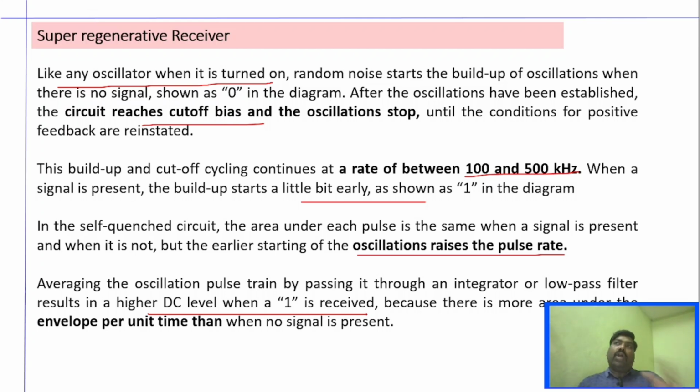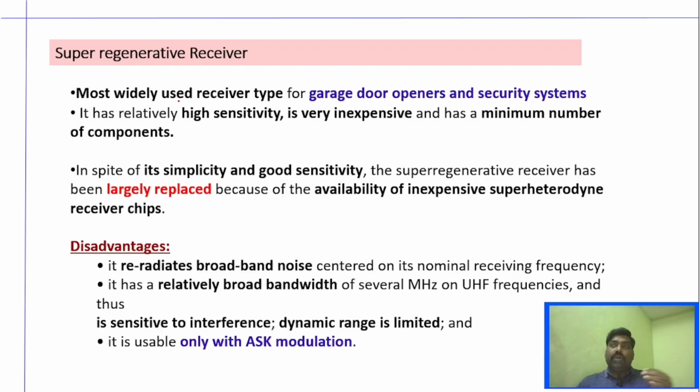Even though we have a lot of advantages for the super regenerative receiver, it is mostly used for garage door openers, automatic garage door openers, and security systems, and it has high sensitivity when compared to other receivers. It is very inexpensive and it has a minimum number of components. With all these advantages, its simplicity and sensitivity, it is replaced by the super heterodyne receiver. You will see the working of the super heterodyne receiver in the next video.